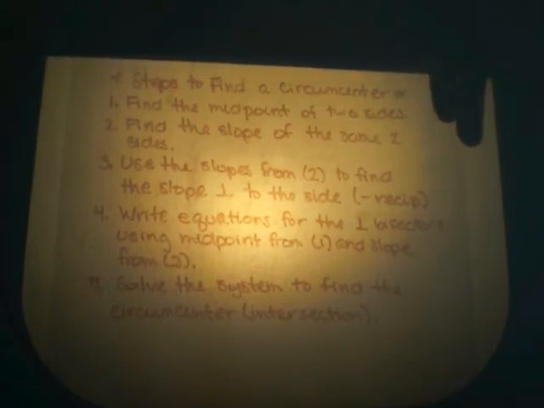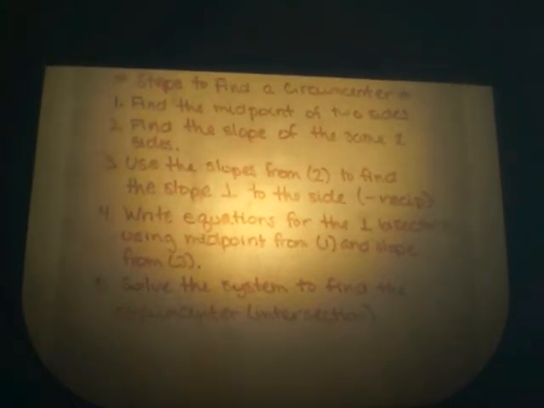Okay. The next thing we're going to look at is the steps to find a circumcenter. Okay. For a circumcenter, the first thing you want to do, remember circumcenter is the perpendicular bisectors, so it's perpendicular to a side and it goes through the midpoint of that side. So it's perpendicular to the same side that it goes through the midpoint. So we find the midpoint, the first 2 steps, the midpoint and the slope of the same 2 sides.